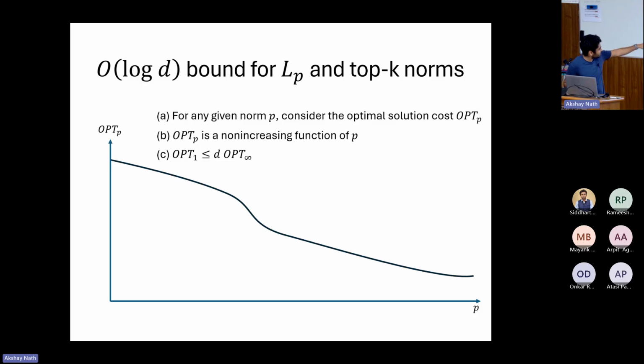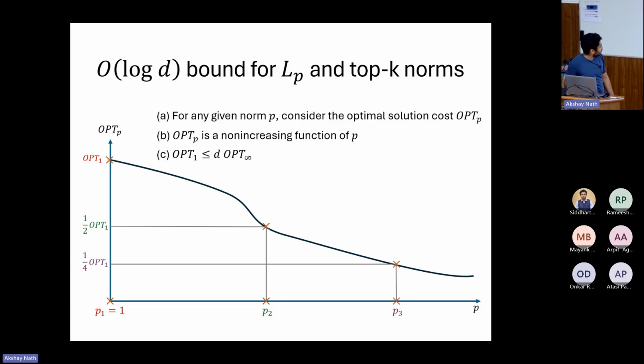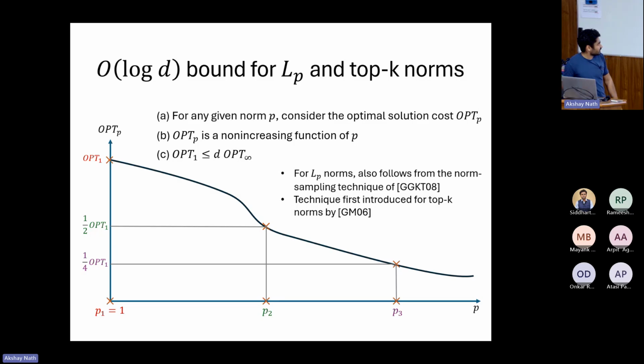Let me draw this curve and start at P equals 1. Each time my value halves, I'm going to pick the corresponding optimal solution. So for P1, I'll pick the optimal solution and put it in my portfolio. Next time the value halves, I pick that solution, put it in my portfolio, and I'll keep doing this. Since the value decreases by a factor of at most D, I can do this at most log D times. Then you can show that this portfolio would be sufficient because you're continuously varying this thing. And as I said, for LP norms, this follows from a different argument.